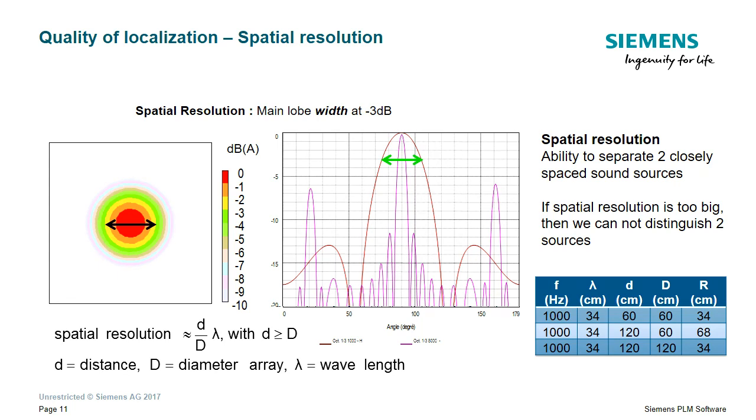On the other hand, if you make big power generators where all sources are very far away from each other, 34 centimeters can be more than enough to localize and separate different sound sources. So spatial resolution is actually the ability to separate sources that are closely spaced to each other, because if they are in the same spatial resolution, then we cannot separate them from each other.